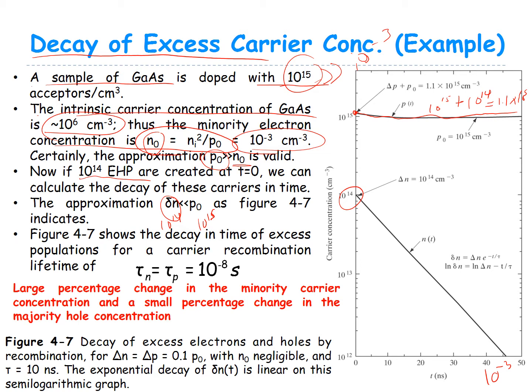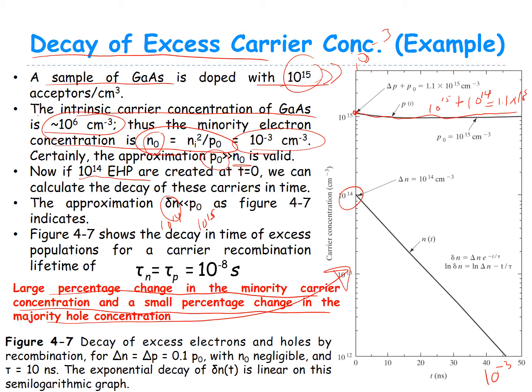So you have a very large gradient in this case. The difference in carrier concentration, the gradient here, is very, very steep for minority carriers as compared to the change in the majority carrier concentration. So we are now saying here that the large percentage change in the minority carrier concentration and the small percentage change in the majority carrier concentration is quite notable in this example.